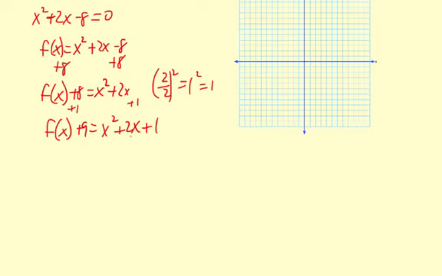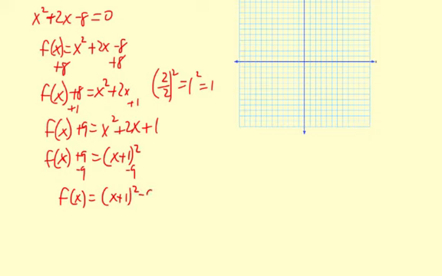Now I can write the right side as a square of a binomial. f of x plus 9 equals x plus 1 quantity squared. Now subtract 9 from both sides. So it's going to be f of x equals x plus 1 quantity squared minus 9.